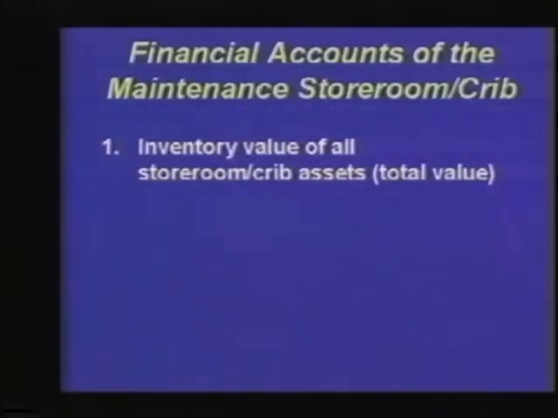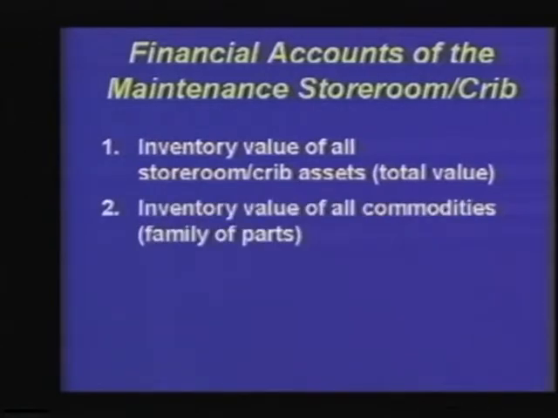Now moving on to the next 3 pages, 8A, B, and C. These are some financial accounts that you may want to consider to be established for the storeroom. Item 1 is the inventory value of all storeroom or crib assets. 3, the inventory value of all commodities. See, I'm going back to that commodity and family code.